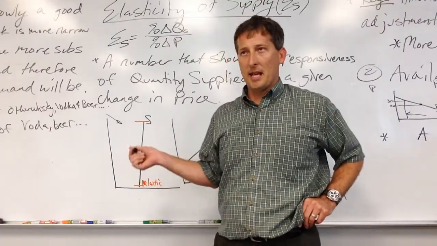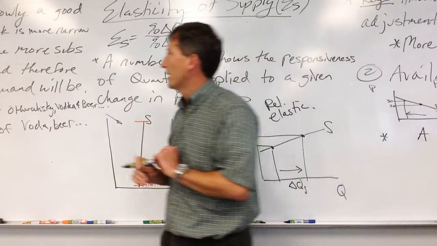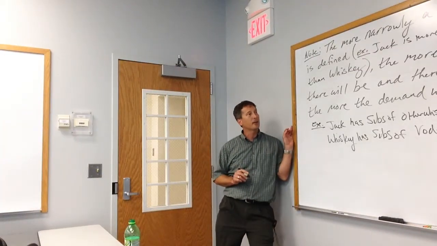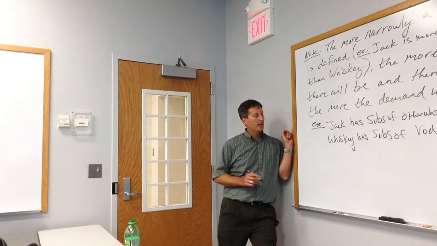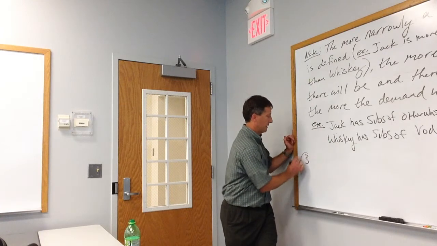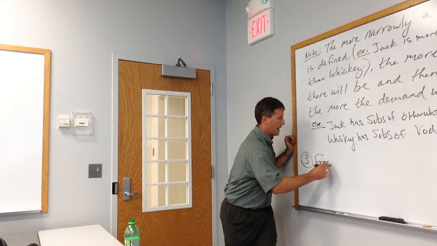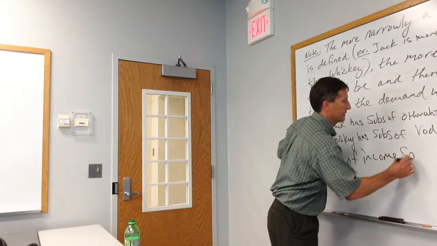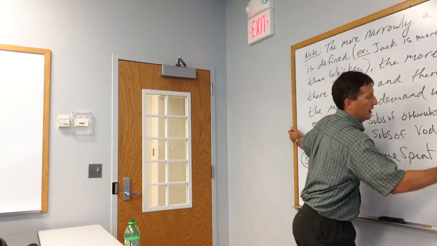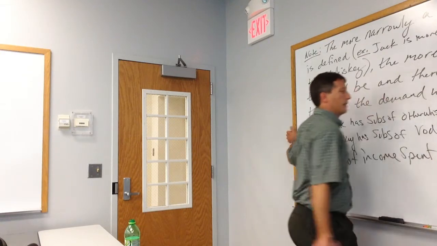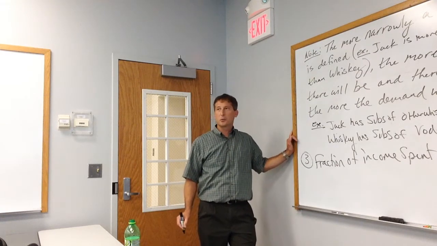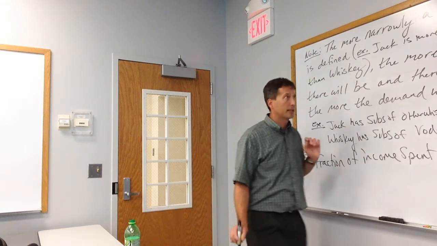All right, questions on that one? So you'll start to see this in some of your problems, and maybe those of you who read ahead saw this in those descriptions in your book. All right, last thing, number 3, is the fraction of income spent on the good. The fraction of income spent on the good plays a role in the elasticity.